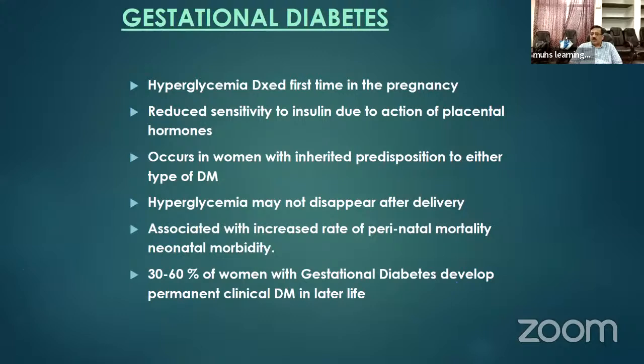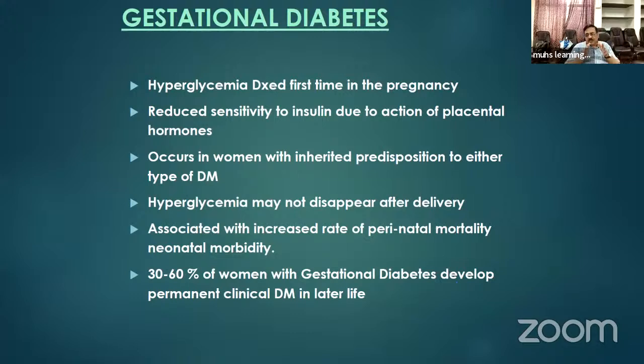And there is an associated risk of perinatal mortality and neonatal mortality. And that is why it is very important to identify these cases right at the onset. 30 to 60% of women with GDM have permanent diabetes in later life. And they say that over more than 2 decades, most of them will be diabetic. So that is the role of understanding.